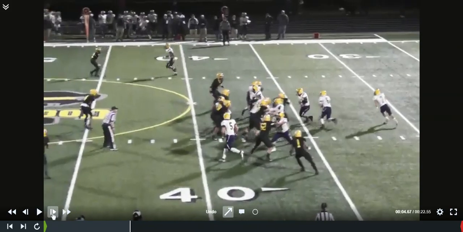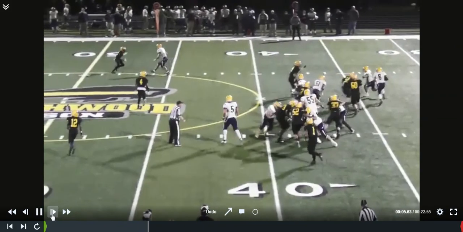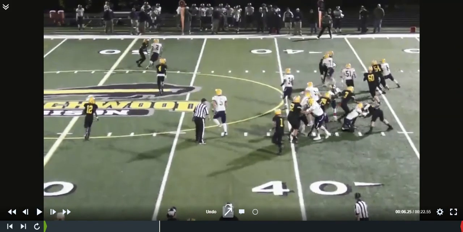Now the kid does a nice job of jumping outside, but here's where that extra blocker makes a difference. Here he comes. The kid realizes, whoops, I was supposed to take the edge, and tries to shuffle laterally to take the edge. The great thing is we got that lead blocker, number 7, who ends up taking care of him.